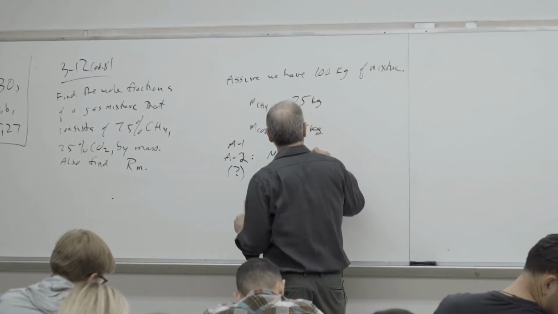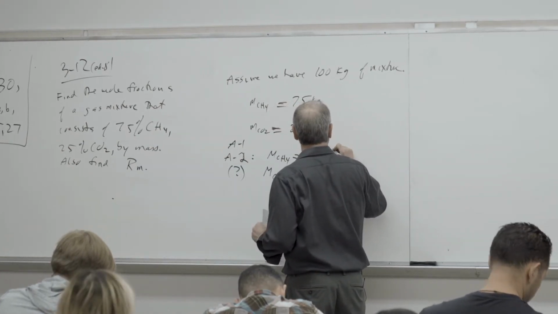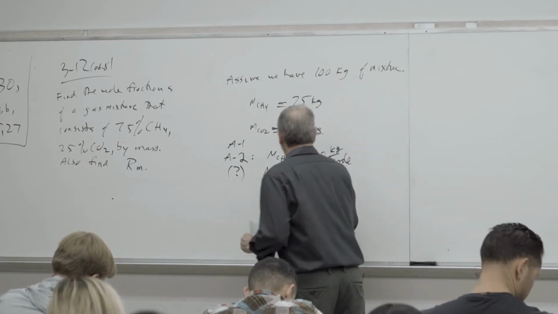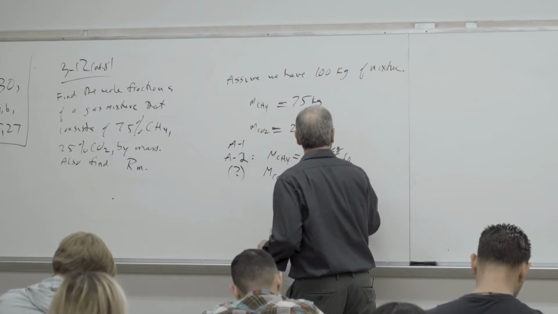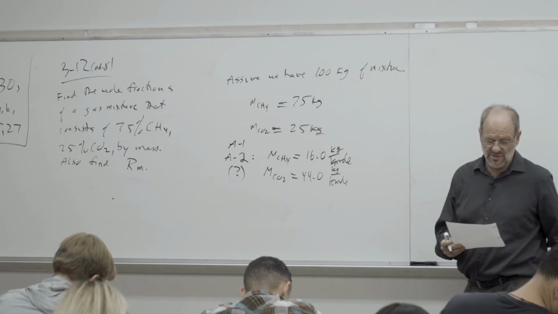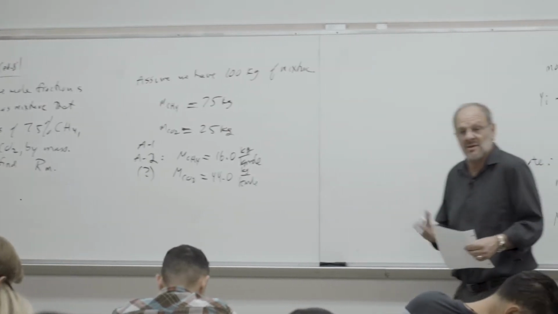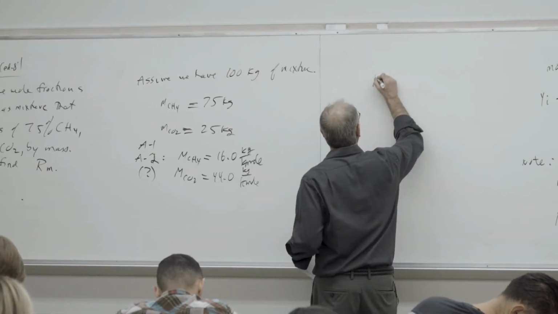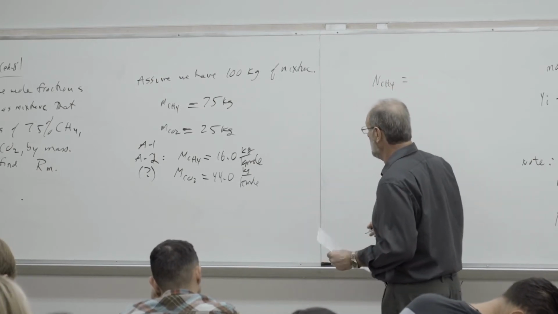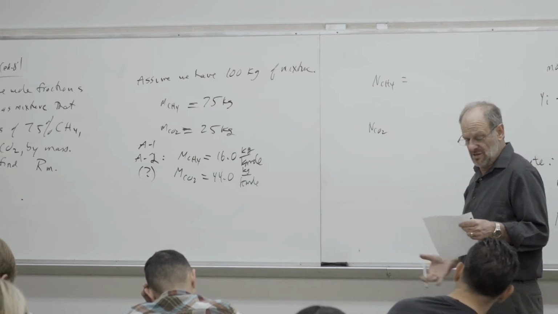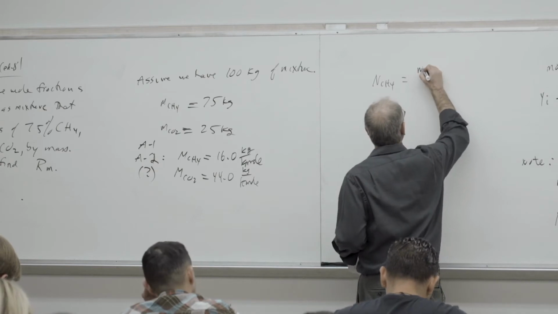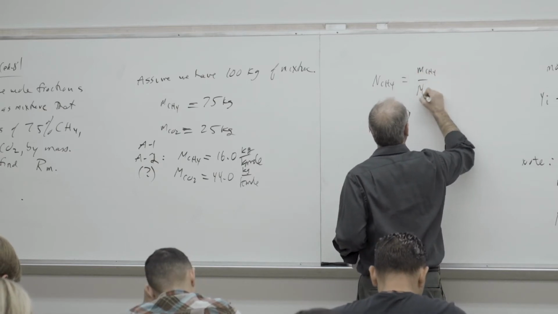And for methane, the value is 16.0 kilograms per kilomole. And for carbon dioxide, it's 44.0 kilograms per kilomole. So there's the molar mass data that we have. And now we can find the number of moles of each. So the number of moles of methane is just going to be the mass divided by the molar mass.